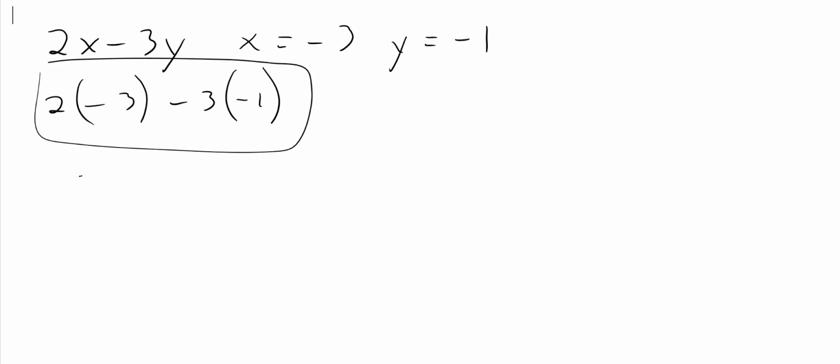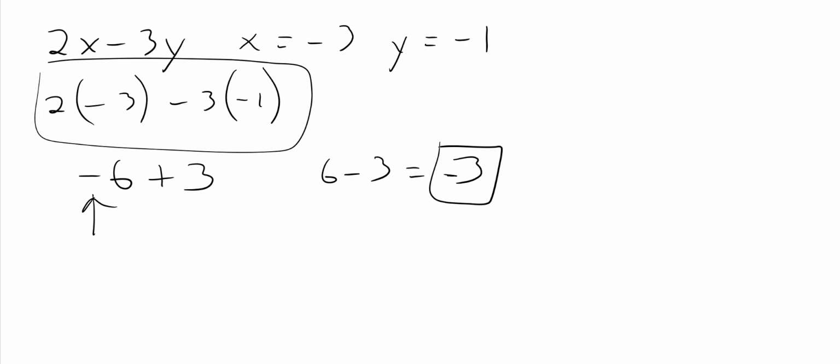So 2 times negative 3 is negative 6, and negative 3 times negative 1 is positive 3. This is what you're going to get. If you use your calculator, it's fine, but remember, they're opposite signs. So you're really saying 6 minus 3 because they're opposite signs, and that's equal to 3. What's the sign of the bigger number? It's negative. So the answer to this problem is negative 3.